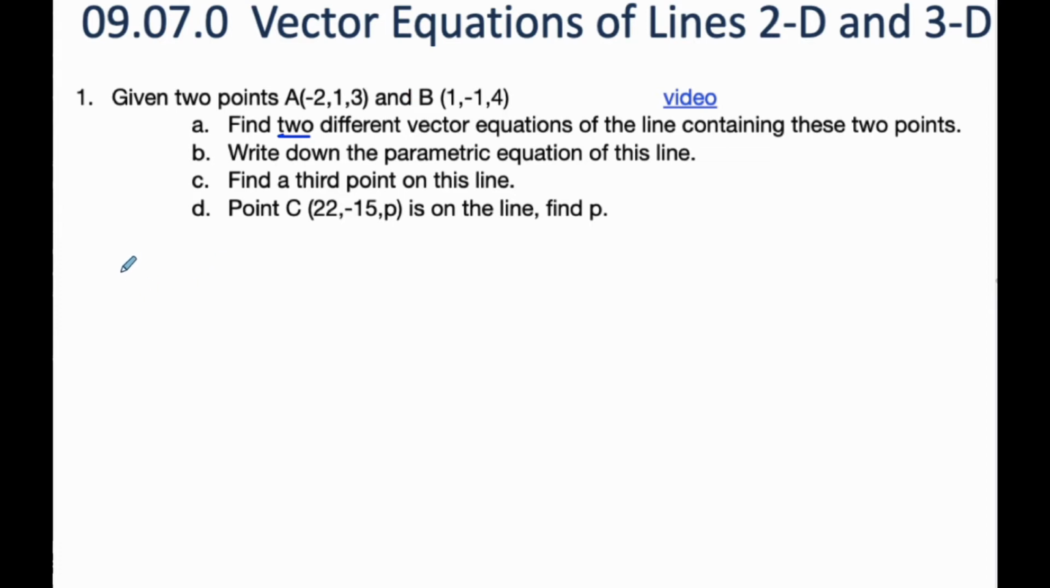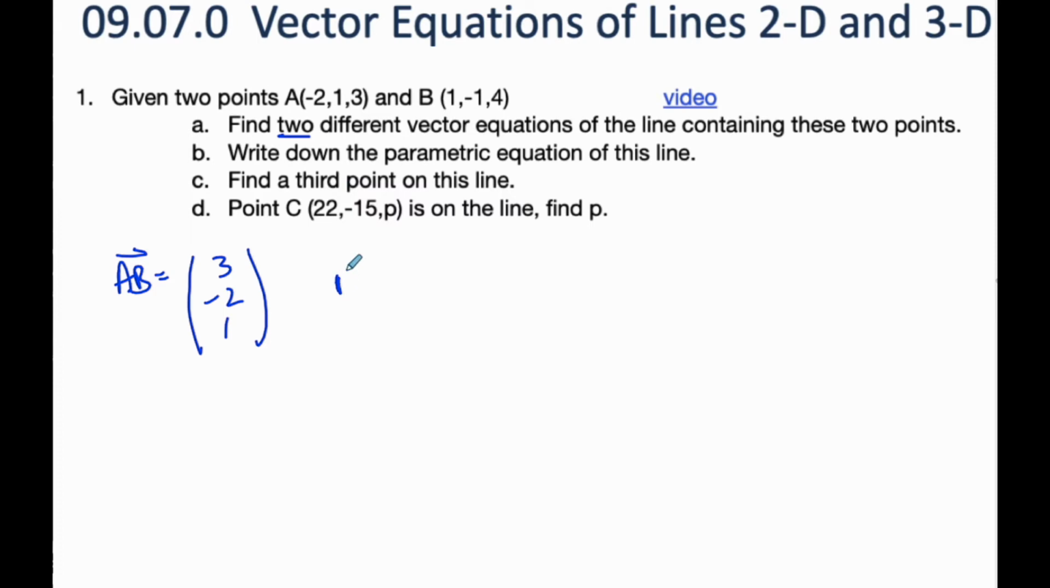Well, the first thing I need to find is my direction vector, AB or BA, either way. I subtract the head minus the tail, so 1 subtract -2 is 3, -1 subtract 1 is -2, and 4 subtract 3 is 1. So this is my direction vector.